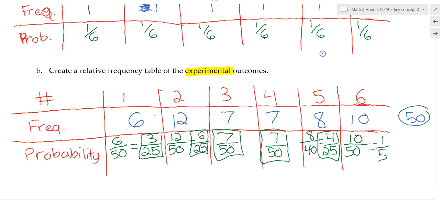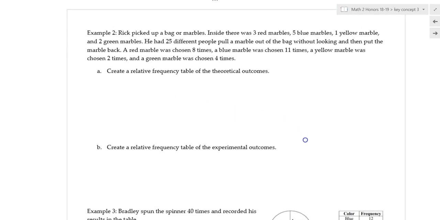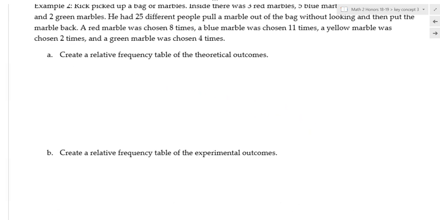Okay. So again, theoretical versus experimental. Different probabilities there. All right, go ahead, turn to the next page in your notes. Similar with example 2.